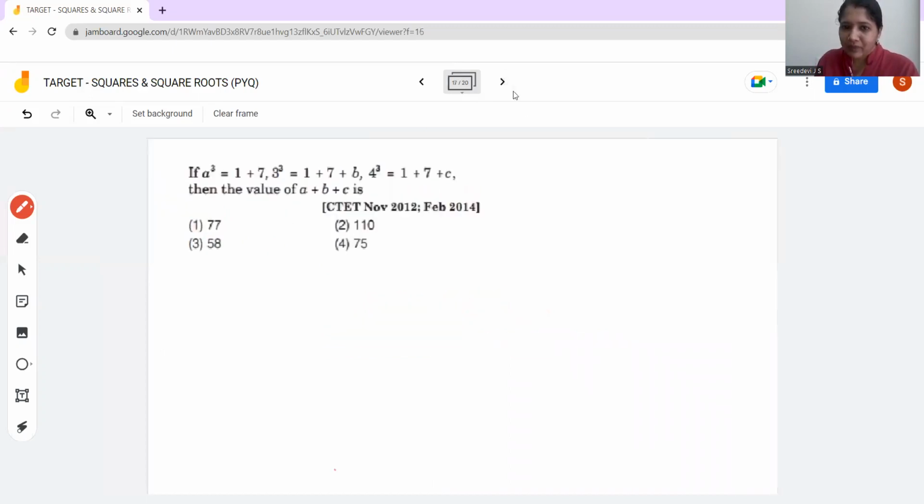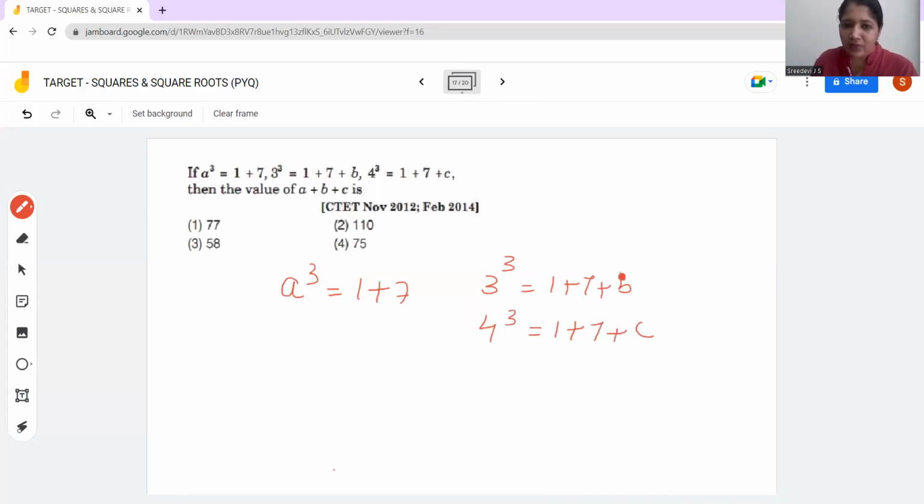Okay. Next question. If a cube is equal to 1 plus 7 and 3 cube is equal to 1 plus 7 plus b and 4 cube is equal to 1 plus 7 plus c. This question has repeatedly been asked in 2 years, November 2012 and February 2014. Okay. So here, first what we have to do is we need to find out the value of a plus b plus c. So we just simply simplify.